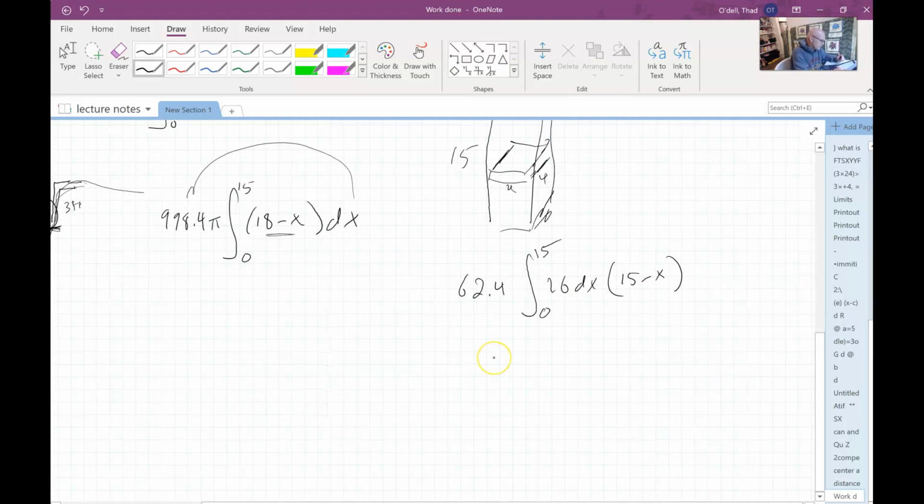So that would be, I think I already did 16 times 2. Yeah, that would still be 998.4. No pi, because there's no pi in our formula. Going from 0 to 15. And that would be 15 minus x dx.